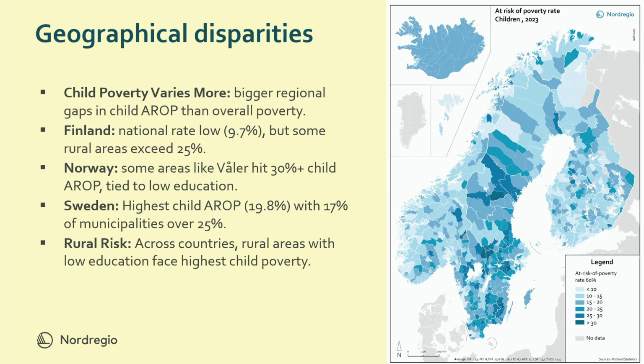Sweden, for example, has a totally different picture. First of all, it has the highest rate across the Nordics. AROP here is almost 20%. And at the same time, 17% of municipalities in Sweden have registered a rate of at risk of poverty for children higher than 25%. And for all the Nordic countries, we can see a similar trend that rural areas with lower education attainment face higher child poverty.